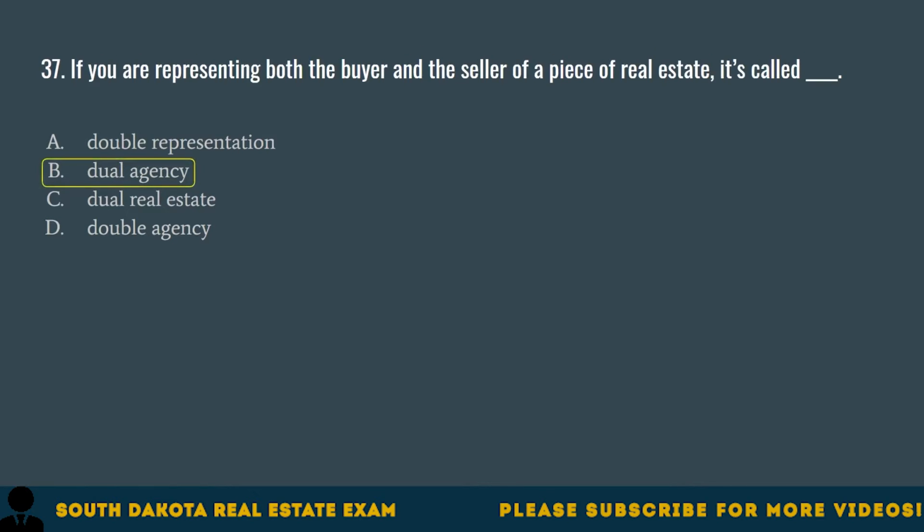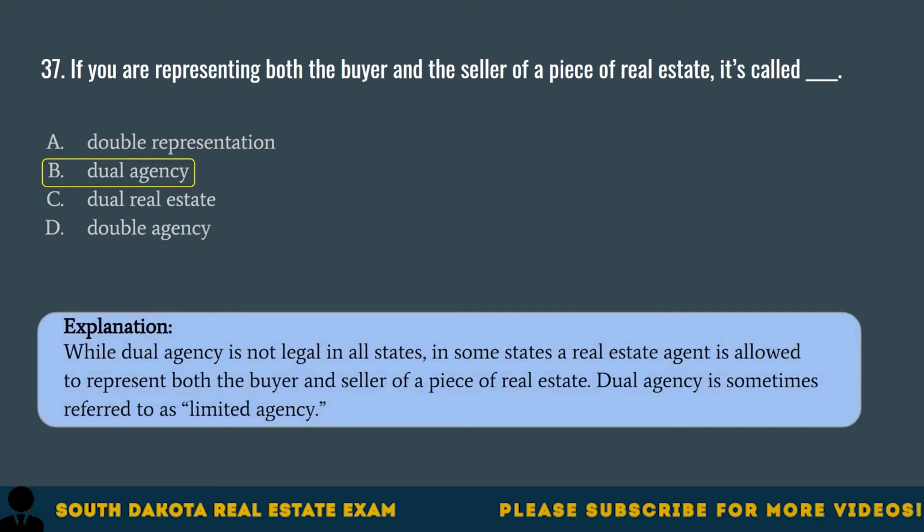Dual agency. While dual agency is not legal in all states, in some states a real estate agent is allowed to represent both the buyer and seller of a piece of real estate. Dual agency is sometimes referred to as limited agency.